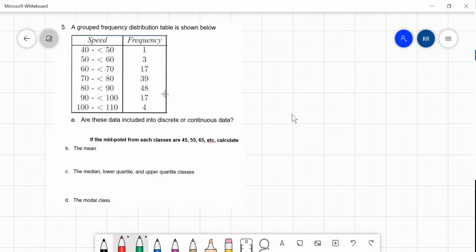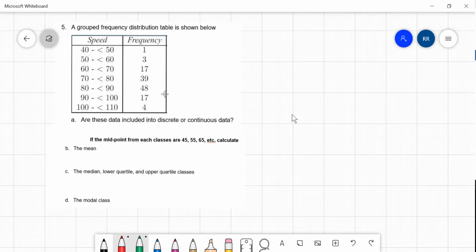Okay, so the first question, let's say I have a grouped frequency table like this. We have speed and frequency, okay? And then the first question: are these data discrete or continuous data? Okay, remember guys, what is the difference between discrete and continuous?